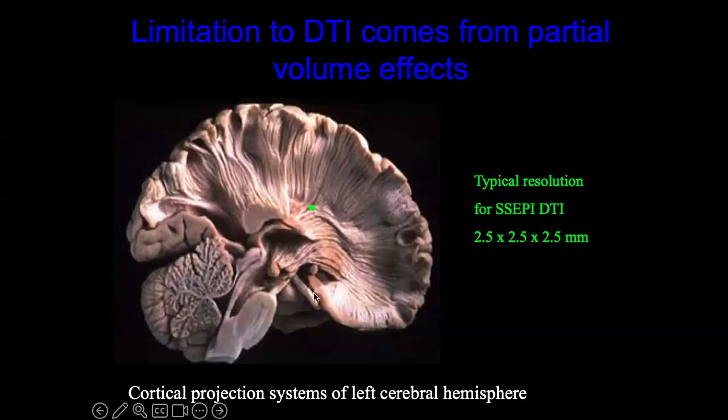So here I have a cortical projection system of the left cerebral hemisphere, and I've put the typical voxel right here. And just with the naked eye, you can see that there's white matter tracks that are not in one consistent direction within that voxel. They're going in different directions.